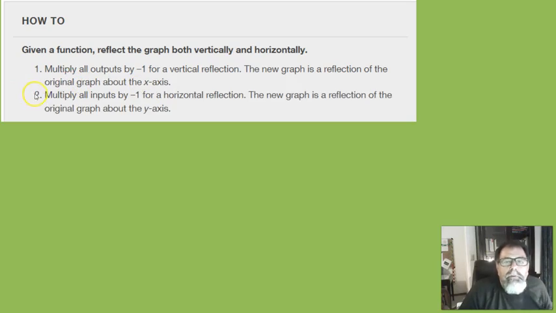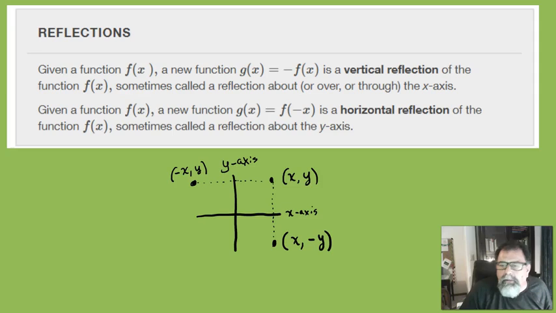And then if you want to do it horizontally, that's through the y-axis. Multiply all the inputs. You're going to change the x value. So if you multiply something by -1, it changes the sign of it. So you're going to take all the x values and change their sign. And if I take the x value, change its sign, it's going to be a reflection through the y-axis. Okay?